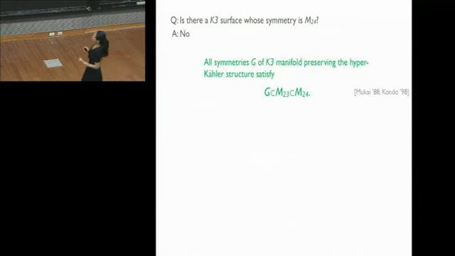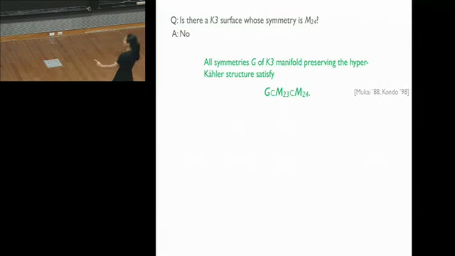But unfortunately, the answer is known. One way to see it is a theorem by Mukai, which says that all finite group symmetries of K3 surfaces that preserve the hyperkähler structure are subgroups of M23, so it's simply not big enough. It's never big enough.